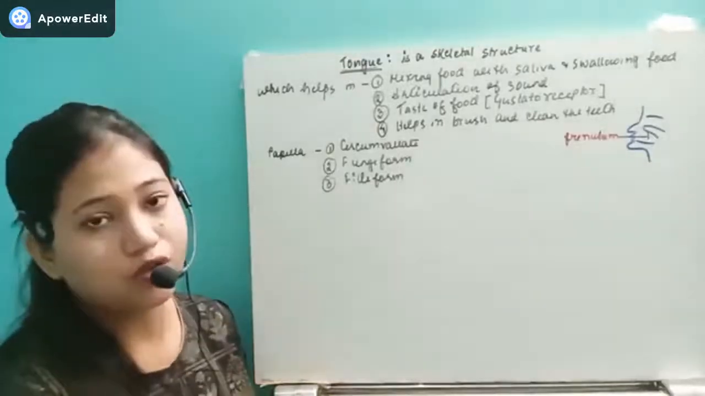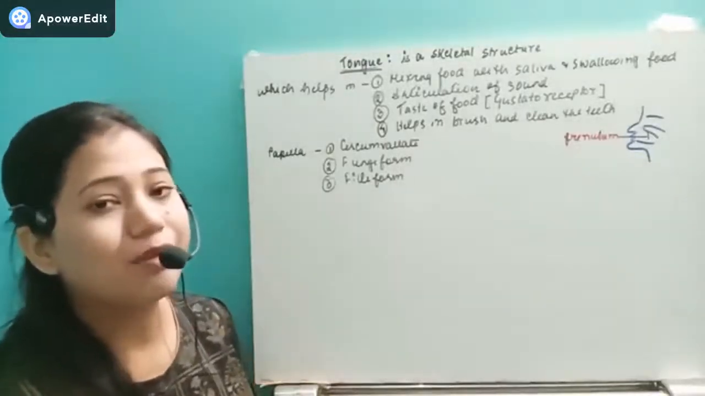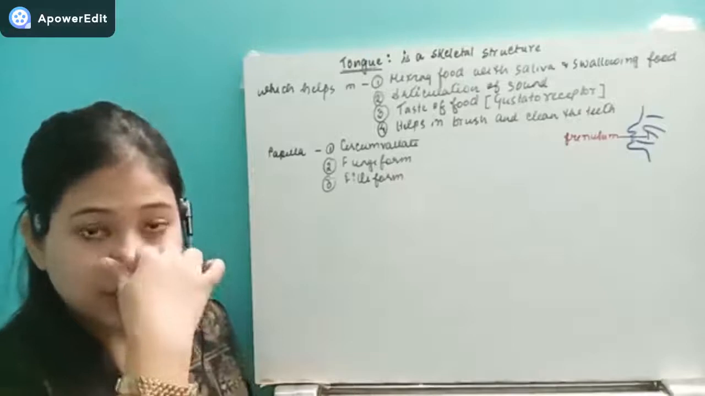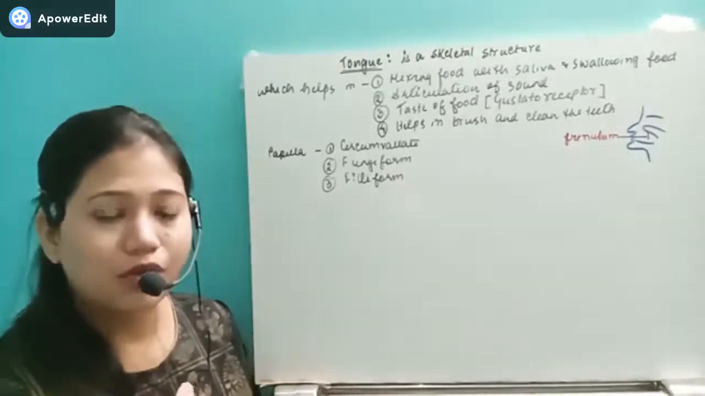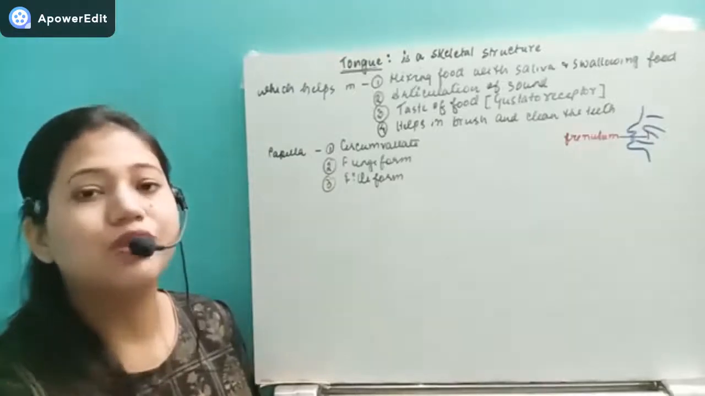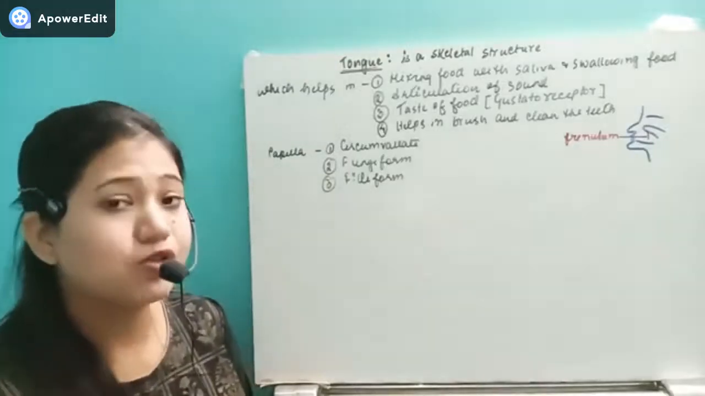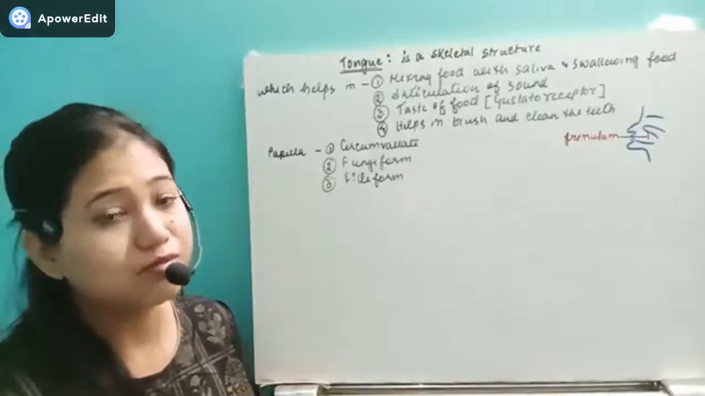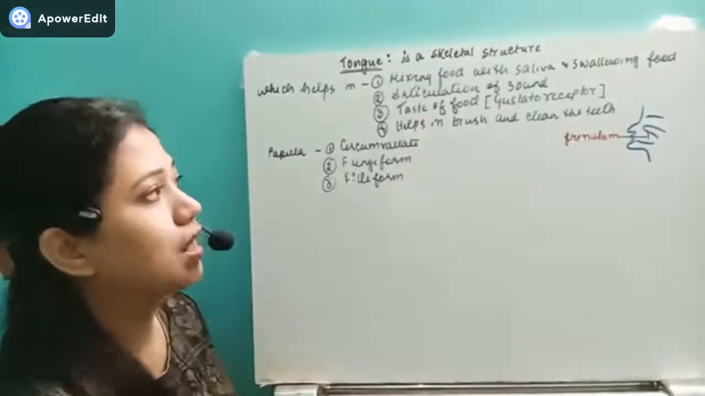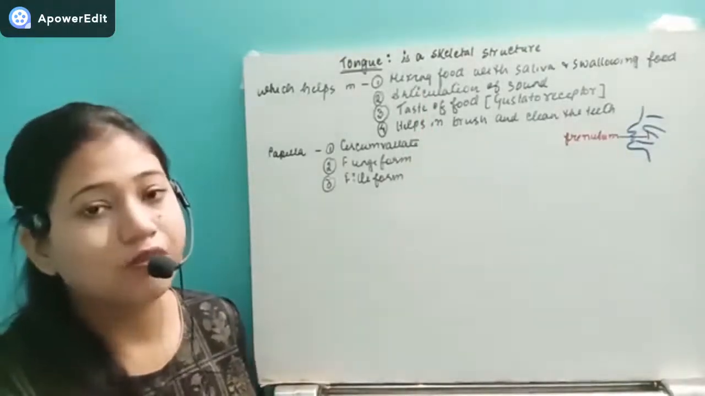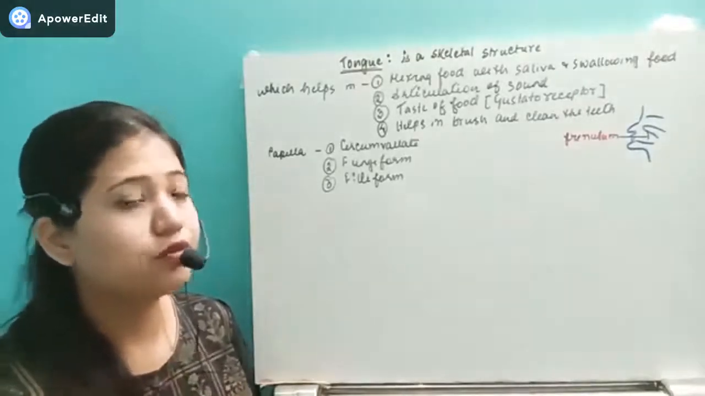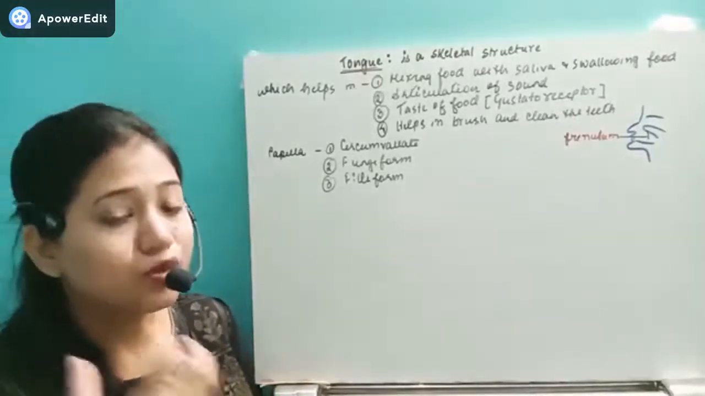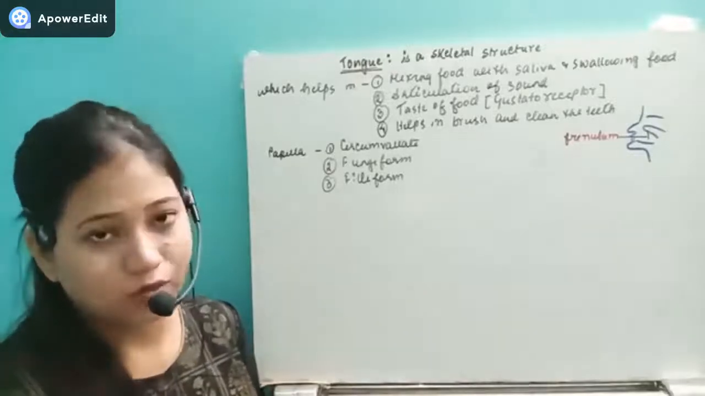What is the function of the tongue? This tongue will help in mixing the food with the saliva. Whenever we take the food into the mouth, the food will mix with the saliva. So who is going to help in that mixing process? That is the tongue. And it also helps the food to swallow. Whenever we swallow the food, our tongue is going to push the food towards the back.